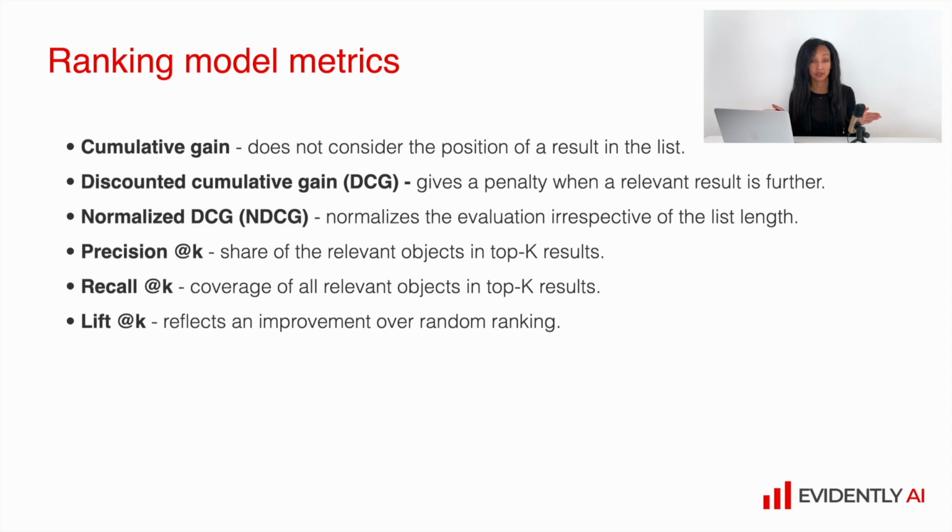Here is also the lift at k metric, which helps us to compare the quality of our model with random ranking. The idea is that you divide the precision at k from the ranking of our model by the precision at k calculated over random ranking.